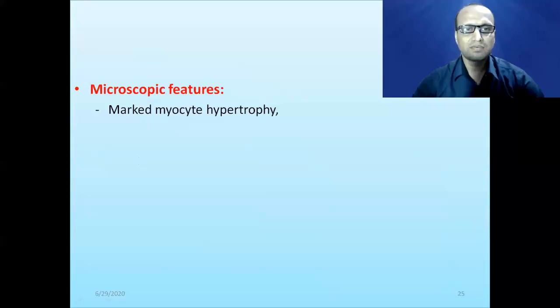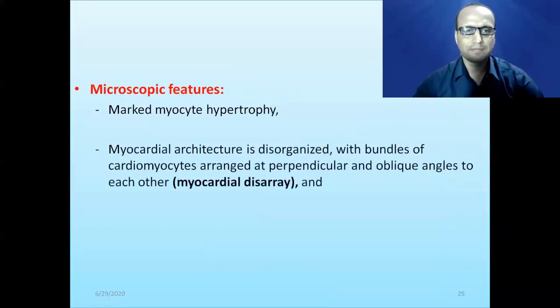When a section of myocardial tissue is examined under the microscope, marked myocyte hypertrophy is seen. The myocardial cells are disorganized. Bundles of cardiomyocytes are arranged at perpendicular and oblique angles to each other. There is interstitial fibrosis. Depending upon the stage of HCM, the amount of fibrosis varies.